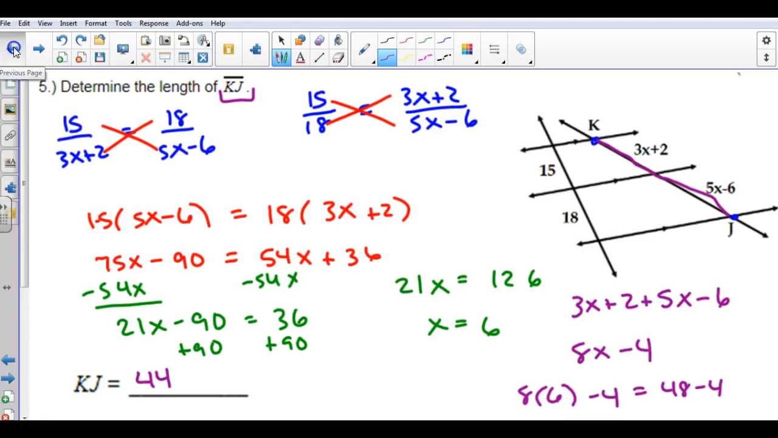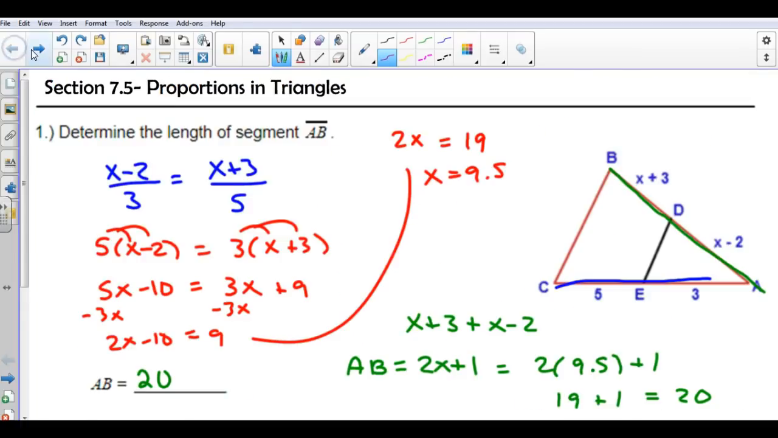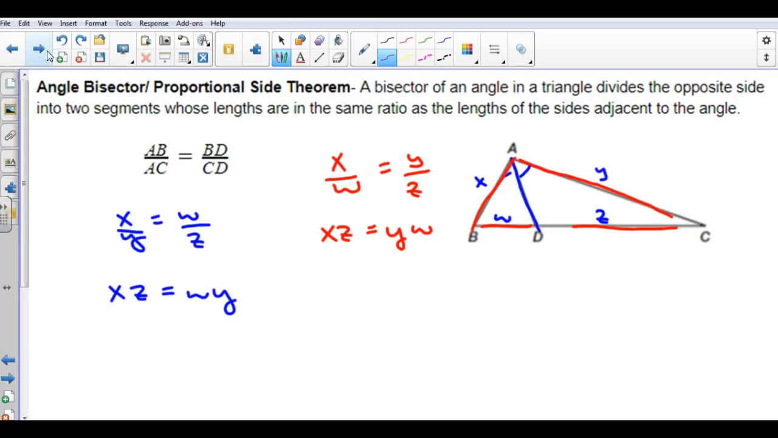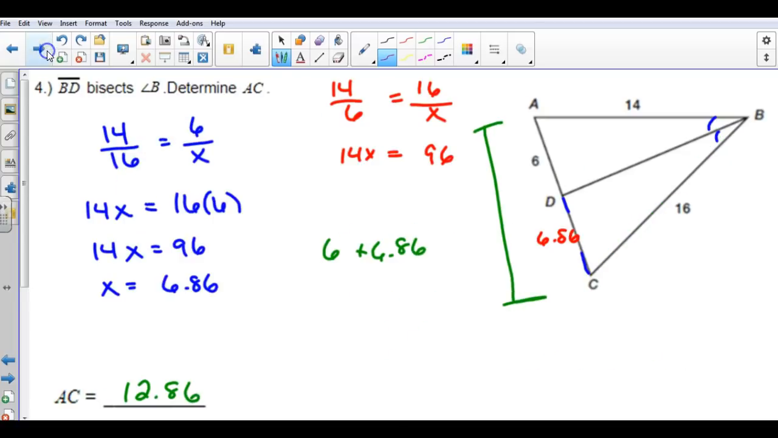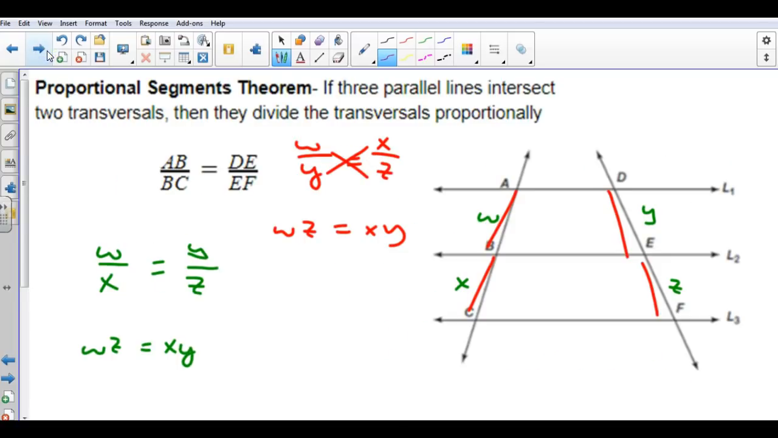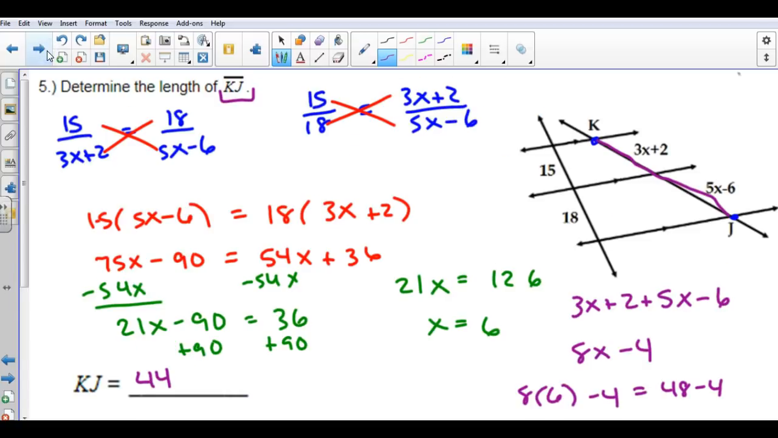So, a quick recap going over this entire video. Starting off, we did some proportions just within a triangle, looking at a segment that was parallel to a base. And then we went through this angle bisector proportional side theorem, went through a couple of examples of that and various ways to solve those problems. And then we went into the proportional segments theorem, followed by one example of that.